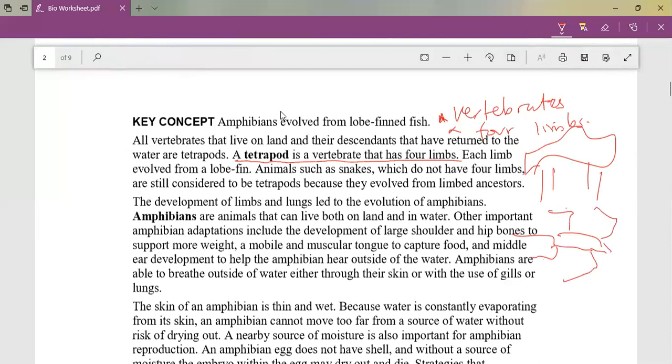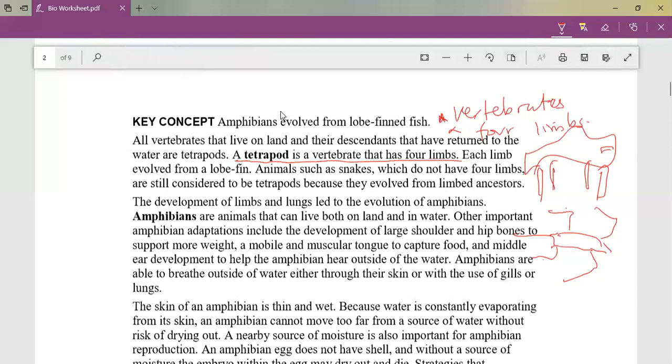So some of them might have the 4 limbs like this, some of them might have it underneath them. So all of them are tetrapods. There's no difference between them. Is that understood? Either they have it under the body, or they have it spread out like this. They're all tetrapods. So animals such as snakes, which do not have 4 limbs, are still considered tetrapods.